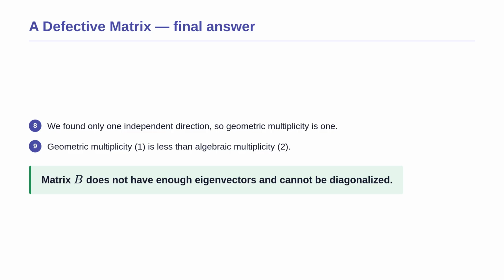Because reality is less than the blueprint, we do not have enough columns to build the matrix P. This proves that matrix B is completely impossible to diagonalize. Physically, this means the shear transformation permanently tangles the coordinates, and no change of perspective will ever untangle them.